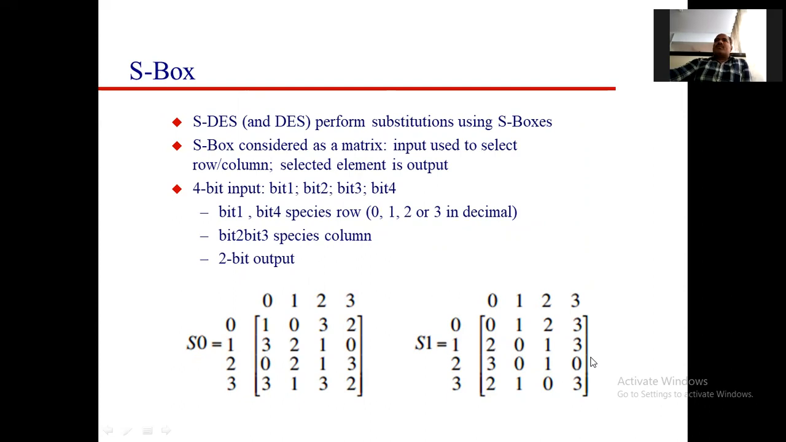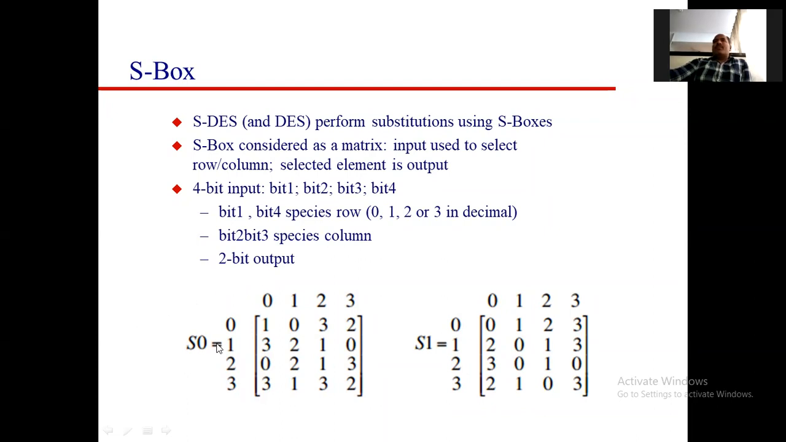So these are the S-boxes here. How are we going to consider the S-boxes? S0 and S1 perform substitutions using S-boxes. The S-box is considered as a matrix; the input is used to select the row and column, and the selected element is the output. The 4-bit input is bit 1, bit 2, bit 3, and bit 4. Bit 1 and bit 4 specify the row 0, 1, 2, or 3 in decimal. Bit 2 and bit 3 specify the column, and a 2-bit value is the output.